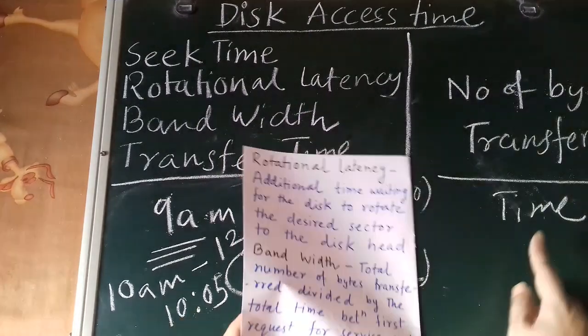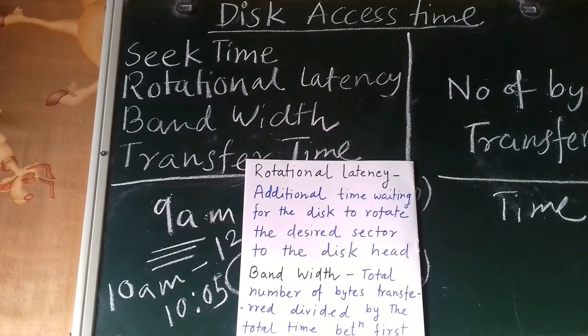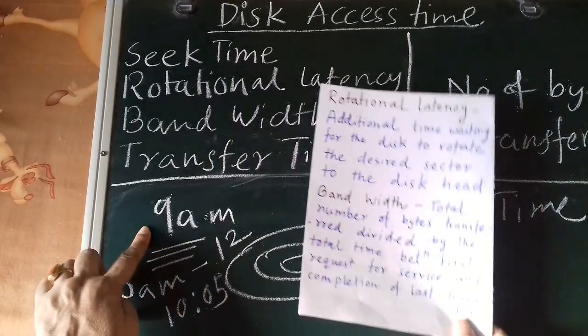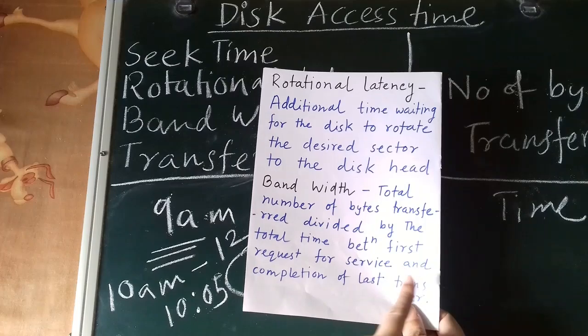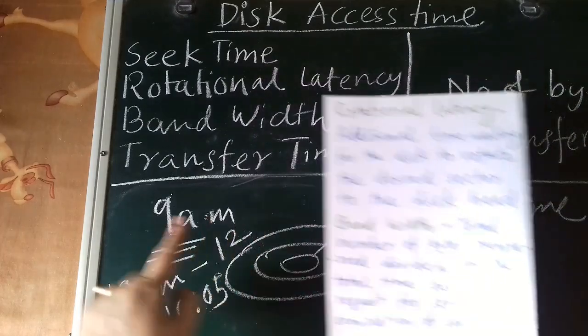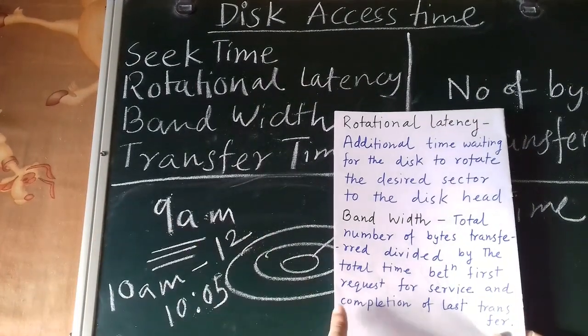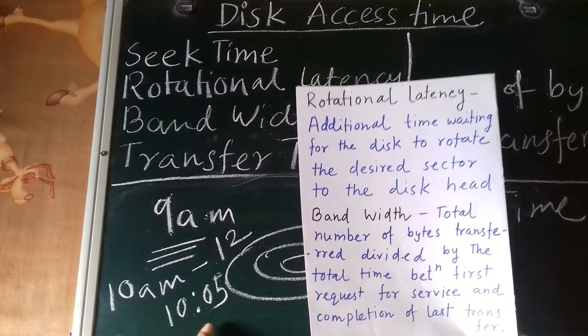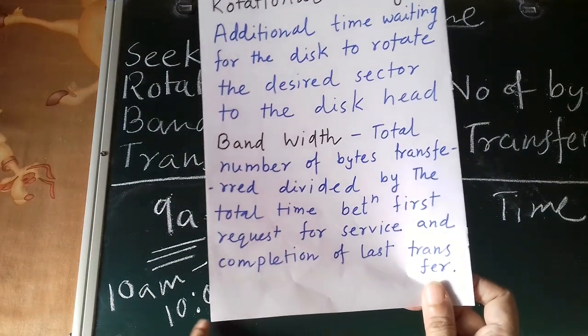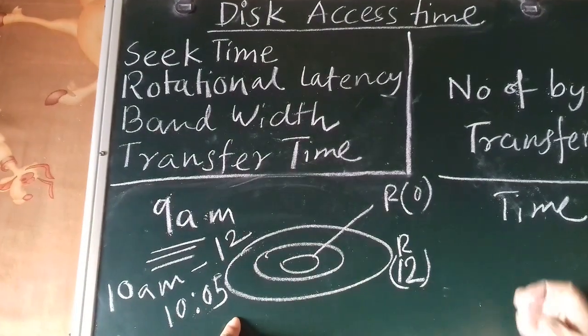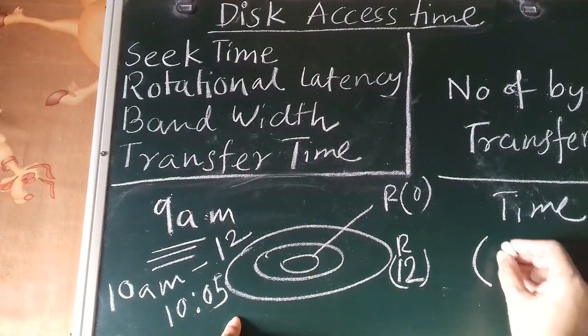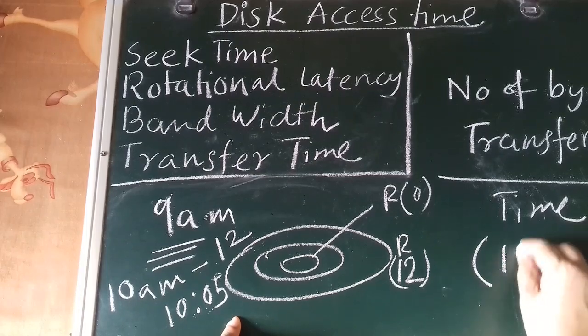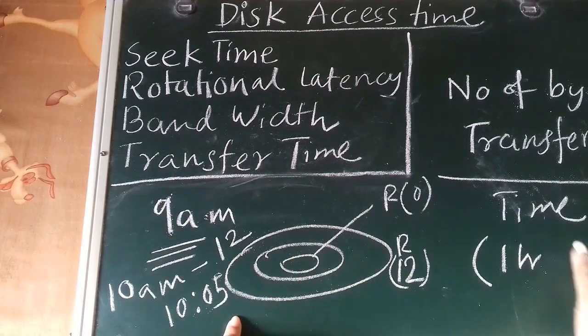Let us read the total time once again. It is the time between the first request, which is at 9 a.m., and the completion of the last transfer. The last request came at 10 and that service completed at 10:05. So what will be the time here, from 9 to 10:05? It will be 1 hour 5 minutes. Hope it is clear.